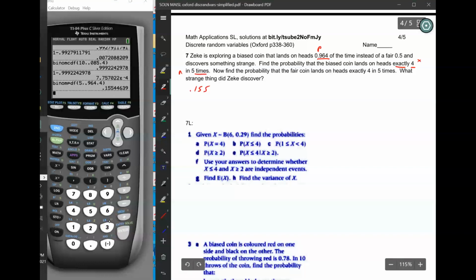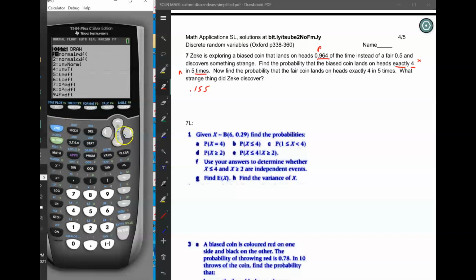Now it says to find the probability that a fair coin lands on heads exactly 4 and 5 times. So the only difference between this one and the other one is now the p-value is going to be 0.5. But we're still using PDF, right? So 5, instead of 0.964, now we're going to put 0.5. And everything else is the same. And the probability is 0.156.